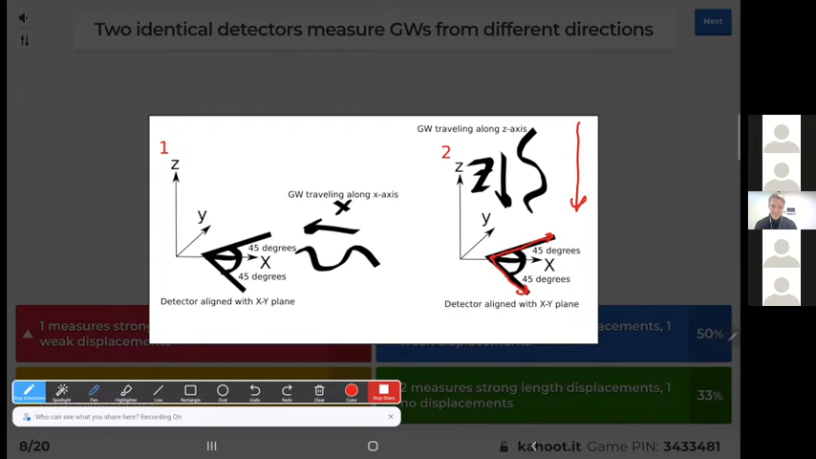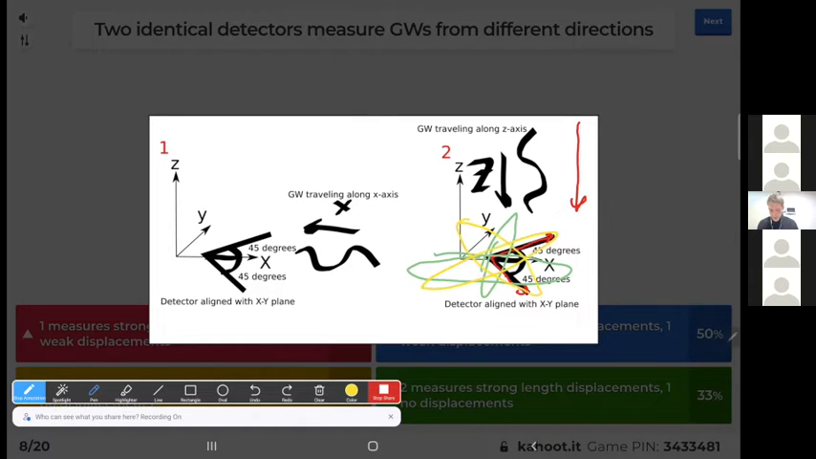Yeah, I'm thinking if it's the plus mode, then I think they change at the same rate. If it's the cross mode, they don't. Yeah, exactly. So basically, what you're saying is that let's say this is the plus mode, and then this one is the cross mode.